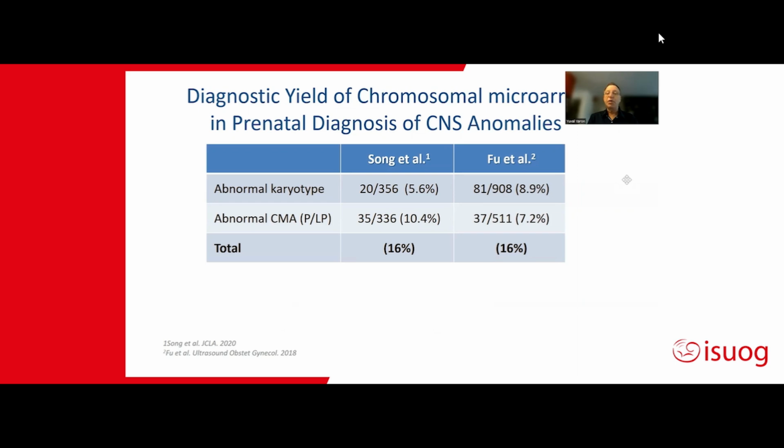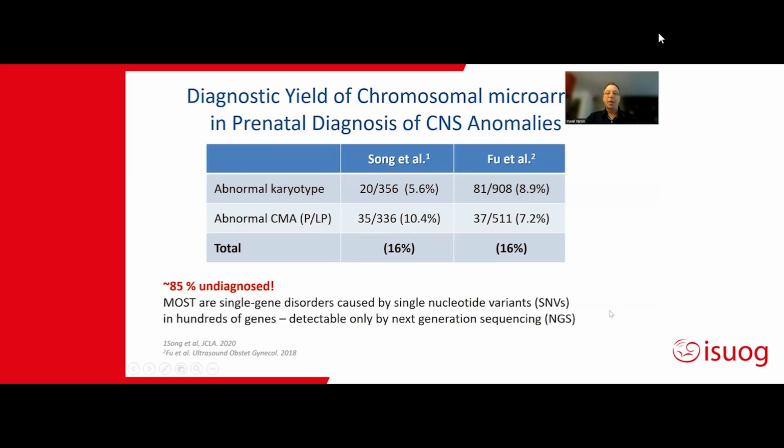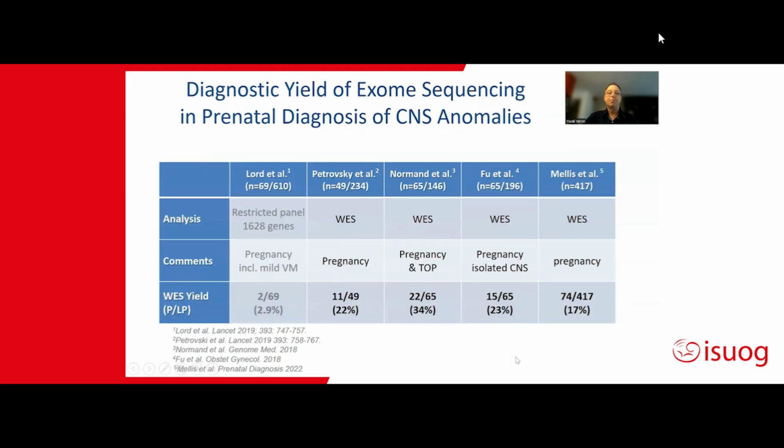If we look at the diagnostic yield of chromosomal microarray in prenatal diagnosis of brain abnormalities, we note that the detection rate of chromosomal microarray is quite low. It's only about 16%. This is taken from 2 studies. And the reason for that is probably there's a higher rate of brain abnormalities that are caused by single nucleotide variants, so mutation in hundreds of different genes. And this requires using advanced technologies like next-generation sequencing.